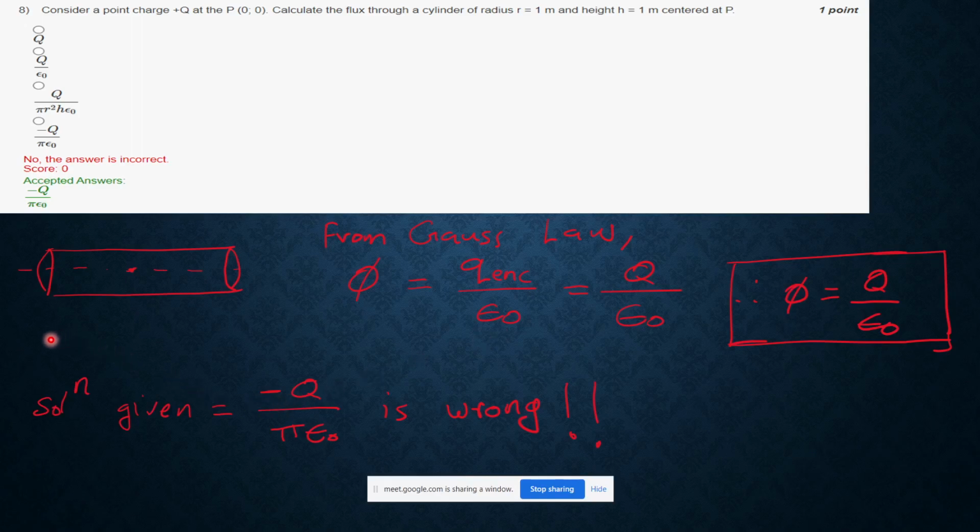Note that the solution given, minus q by epsilon naught, is not correct and is a wrong solution. So please take a note of that. Yeah, thank you.